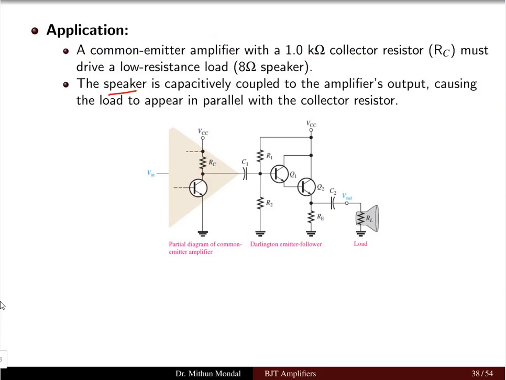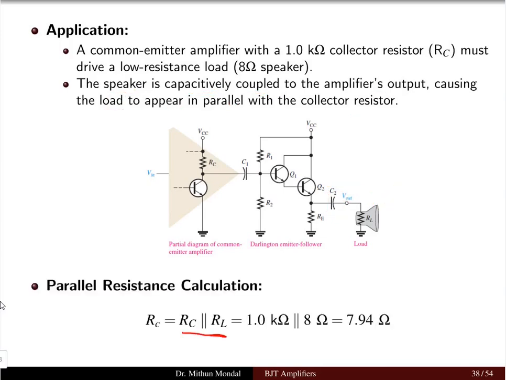The speaker is capacitively coupled to the amplifier output. So here you have the capacitor C2 and the load is connected. It is capacitively connected, causing the load to appear in parallel with the collector resistor. So the collector resistor comes in parallel with the load resistor, and the net parallel resistance comes to be 7.94 ohms, taking this example of 1 kilo ohm and 8 ohms.